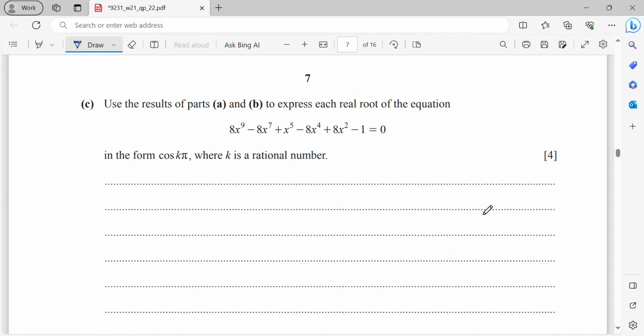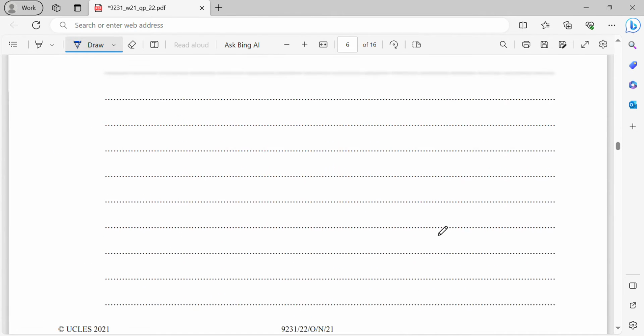Okay, now part C. Use the results of parts A and B to express each real root of the equation in the form of cos k pi, where k is a rational number. Since it's given a hint here, use the results from parts A and B. So let's go back to part A.